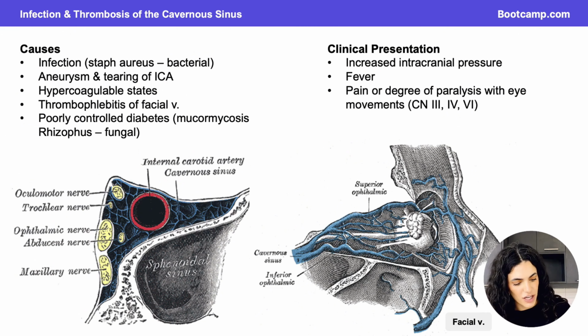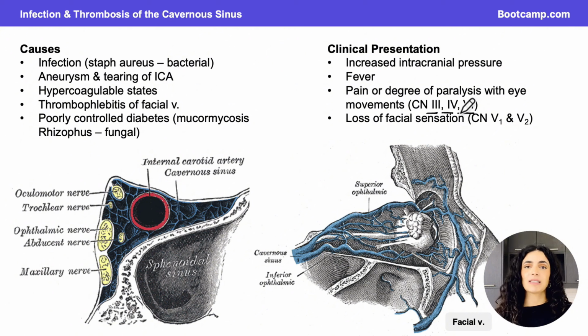Some of these nerves, like cranial nerves 3, 4, and 6, contribute to the motor innervation of the extraocular muscles. So if we have impairment or damage to these nerves as they're passing through the cavernous sinus, we'll eventually cause this pain or this degree of paralysis with these eye movements.